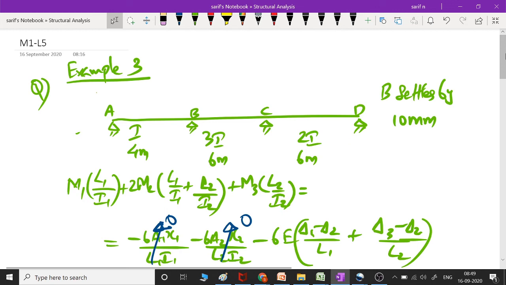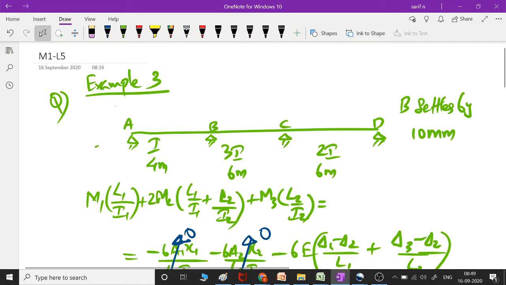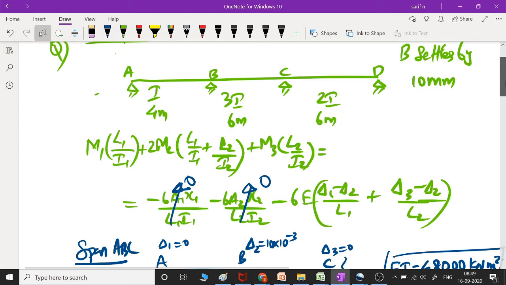So, dear students, in this lecture, we will be discussing beams which are subjected to support settlements. In this particular question, we have a three-span continuous beam, with each span having different moments of inertia, and the support B is undergoing a settlement of 10 mm. To solve these kinds of problems, we have to use the general form of the three moment equation.